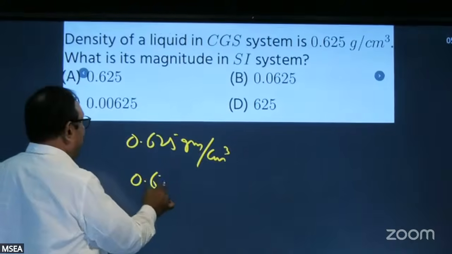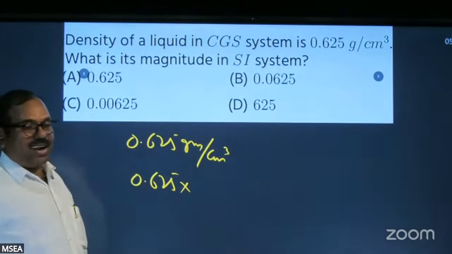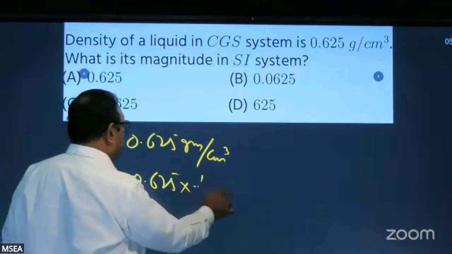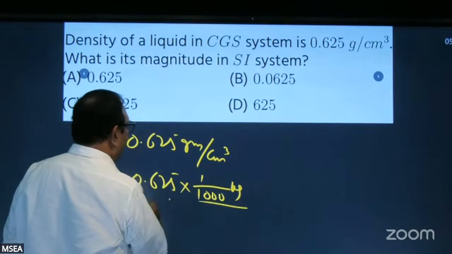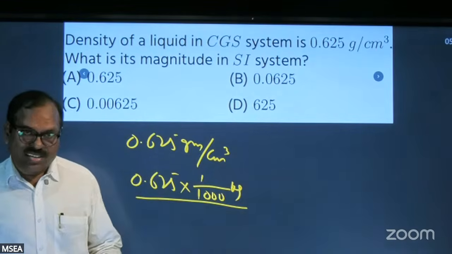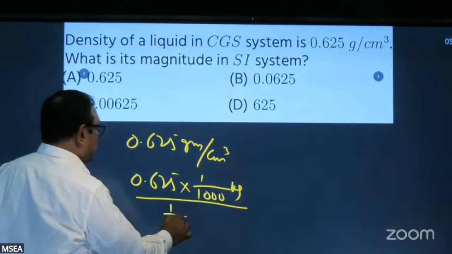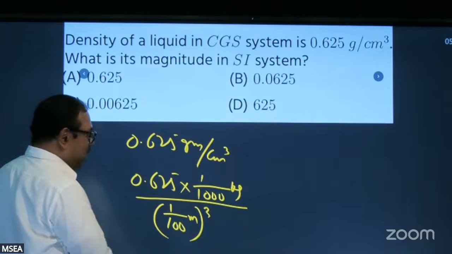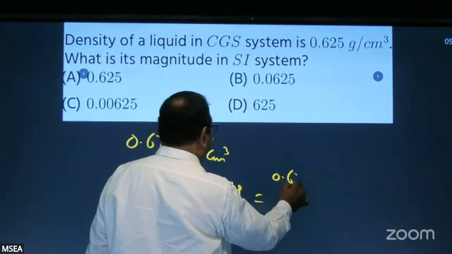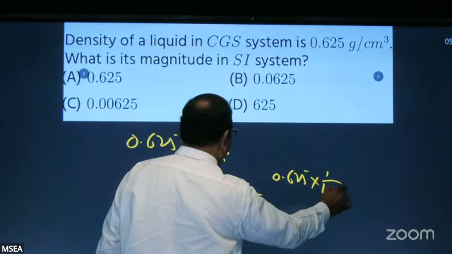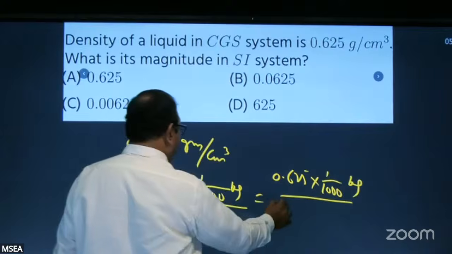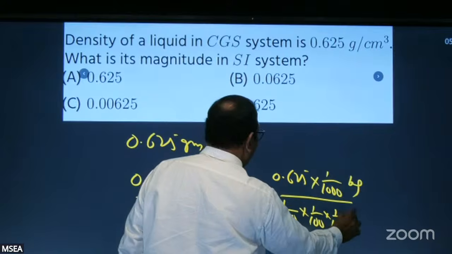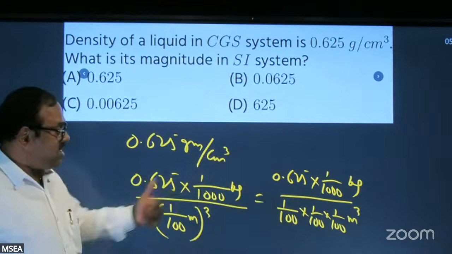Then, what you have to do? 0.625, 1 gram. 1 gram is equal to how many kg? 1 kg is 1000 grams. That's why 1 gram is equal to 1 by 1000 kg. And also 1 meter is equal to 100 centimeters, or 1 centimeter is equal to 1 by 100 meters, whole cube. Okay, because the centimeter is 1 by 100. Yes, that is equal to 0.625 into 1 by 1000 kg by 1 by 100 into 1 by 100 into 1 by 100 meter cube. That means kg per meter cube.